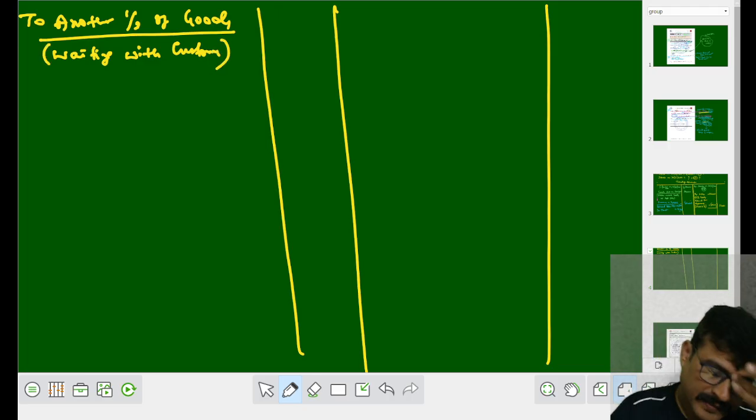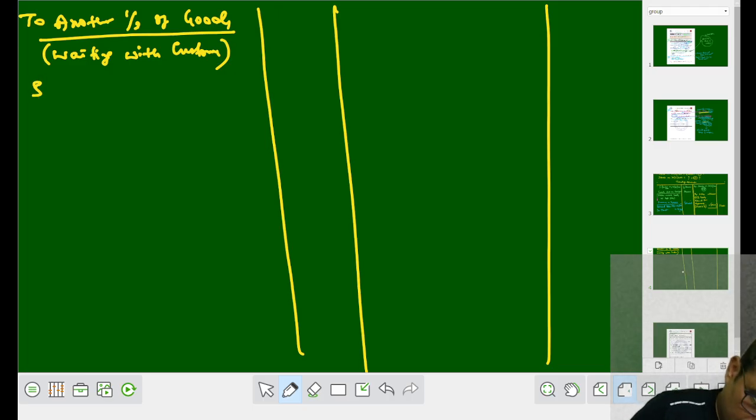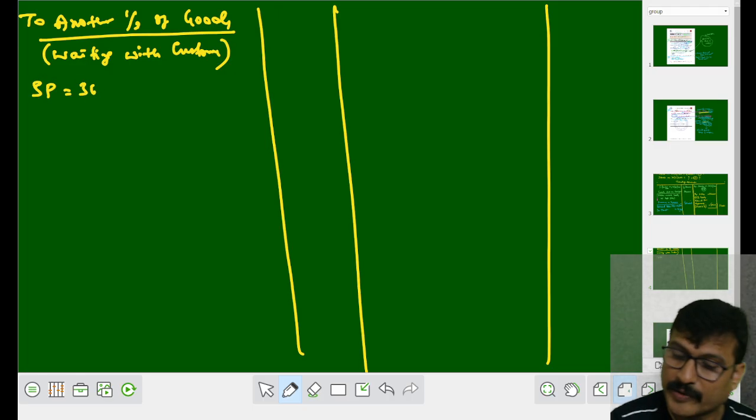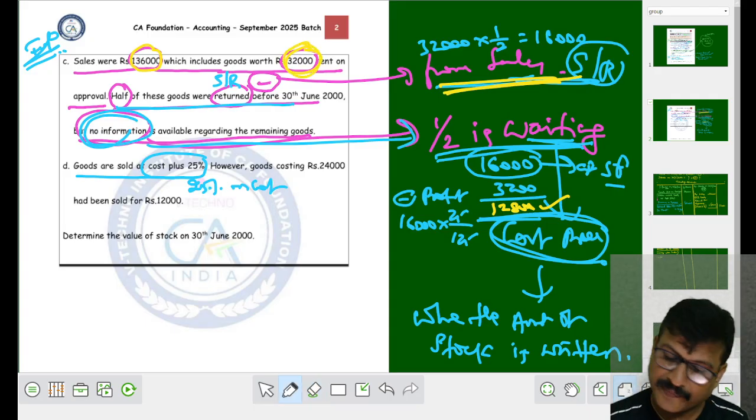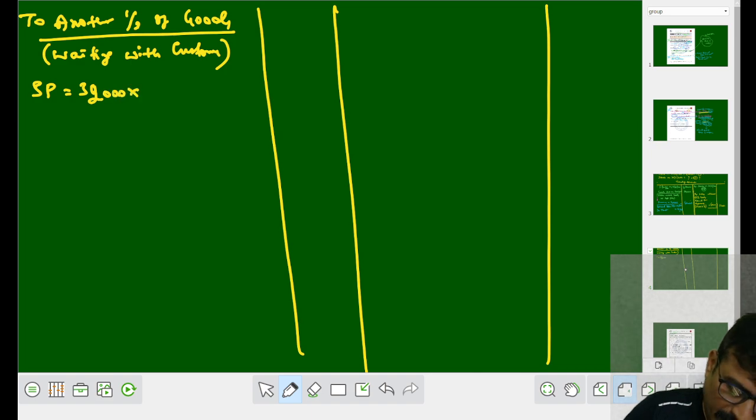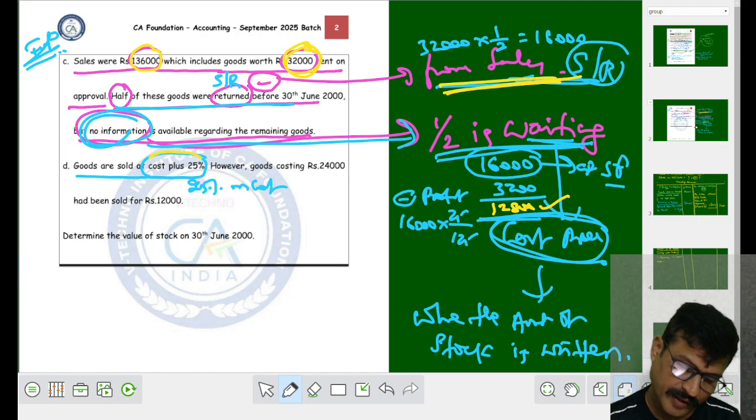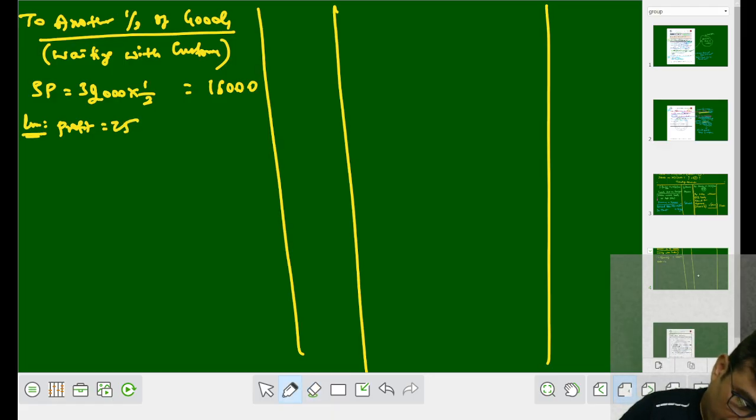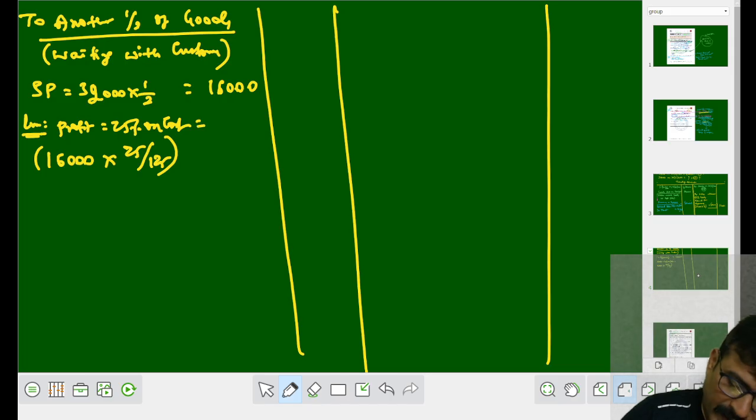Okay. At what price? What is the amount? Selling price out of 32,000. Out of 32,000, we have to take half, means 16,000. We have to subtract the profit. Profit is how much? Is it 20% or 25%? 25% cost plus. So 25% on cost. How to calculate? 16,000 into 25 by 125. It comes to rupees 3,200. You subtract it, we are getting 12,800.